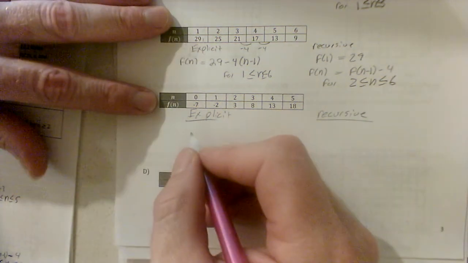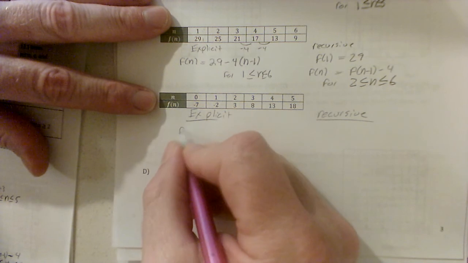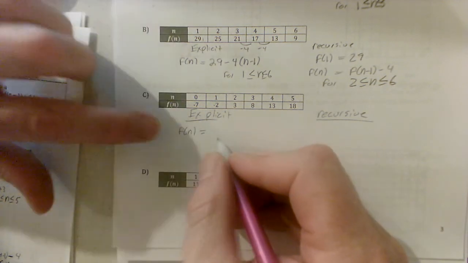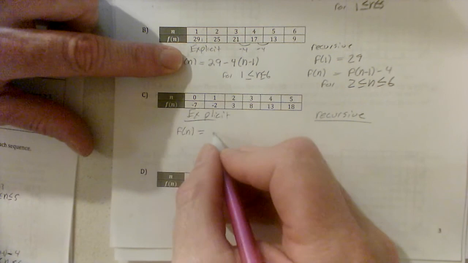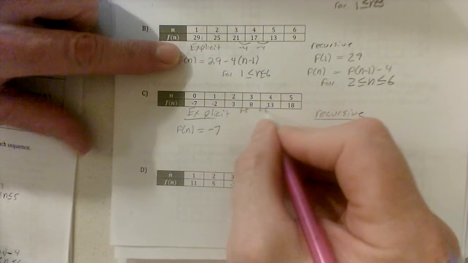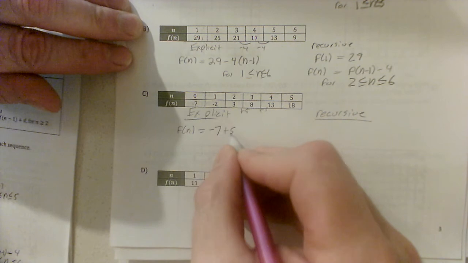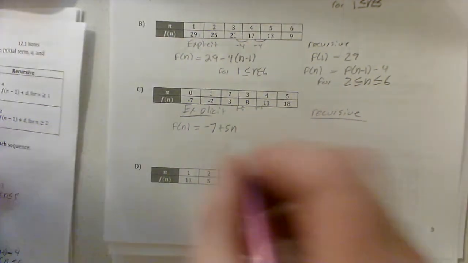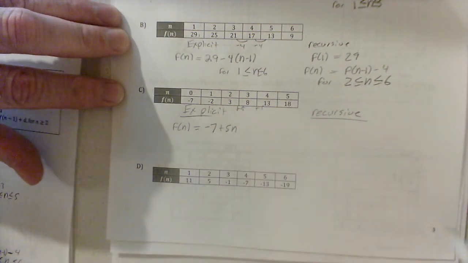You ready? f of n equals, well, my start, -7. Looks like it's +5 every time. And every term, I go up 5.